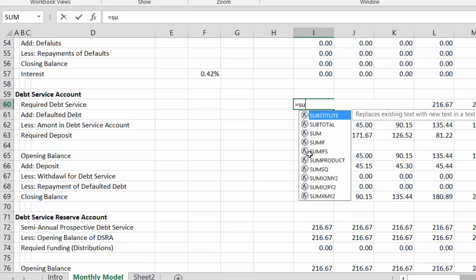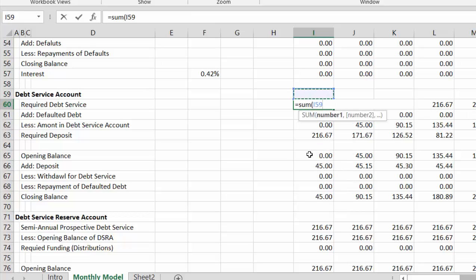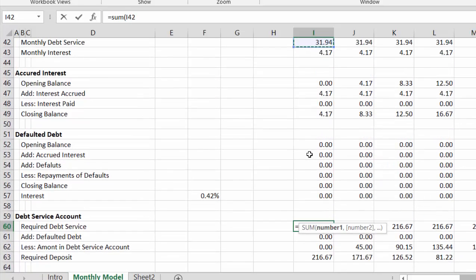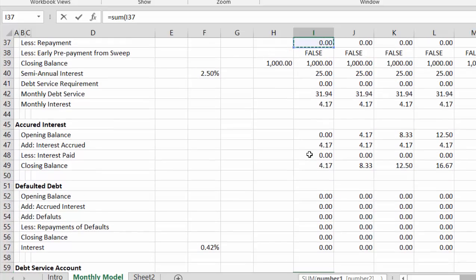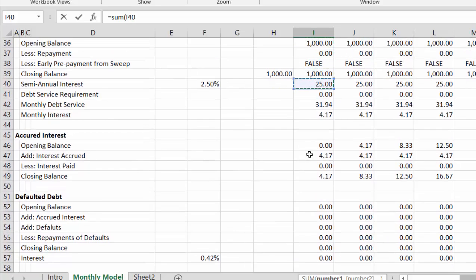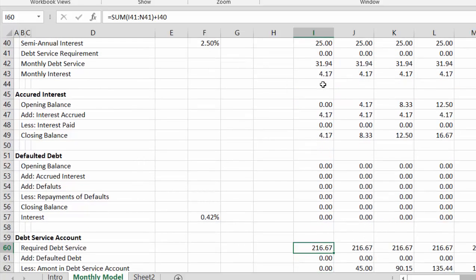Now, on this one, previously, we just had a simple sum. Here's what we had before. We had a sum of the debt service. Where is the debt service? We took this, and I said, that's a pretty crude method, and then we added to that, I think, a semi-annual interest. Okay, and then we said, okay, well, that's our debt service.